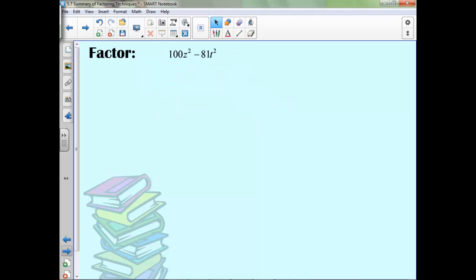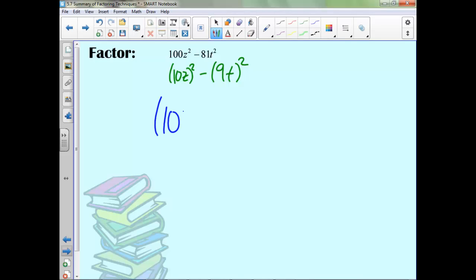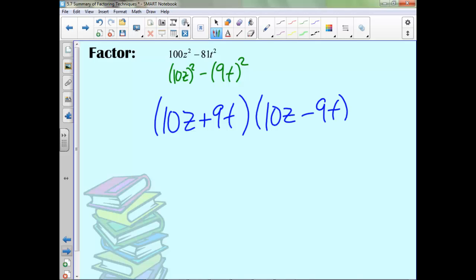On this one, notice there's no GCF that we can factor out, but this is 10z quantity squared minus the quantity of 9t squared, so it is a difference of squares. So we can factor it into 10z plus 9t and 10z minus 9t.